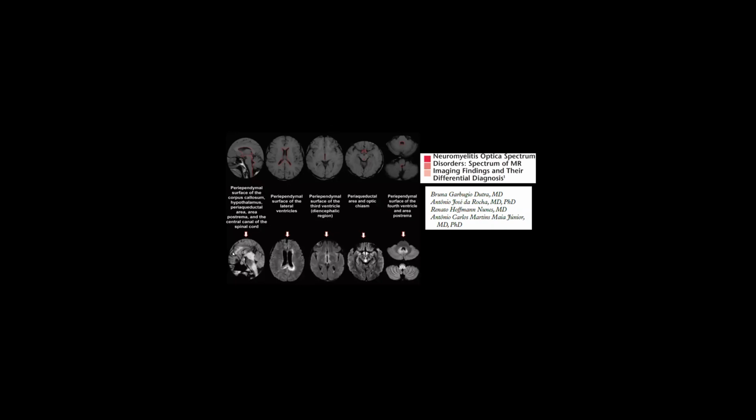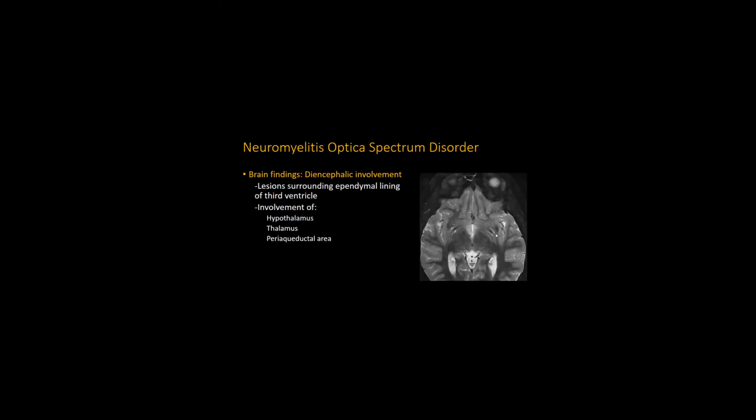So basically you see the ependymal surface of the corpus callosum that is involved. You see involvement along the ependymal surface of the lateral ventricles, along the periependymal surface of the third ventricle. The periaqueductal region, here's involvement of the hypothalamus. Here's involvement around the fourth ventricle, and this is the area postrema, which is basically the dorsal portion of the medulla, not the pons, the medulla, that is the area postrema. So just showing you very quickly the diencephalic involvement, you basically see lesions around the third ventricle with involvement of the hypothalamus, thalamus, and the periaqueductal region.